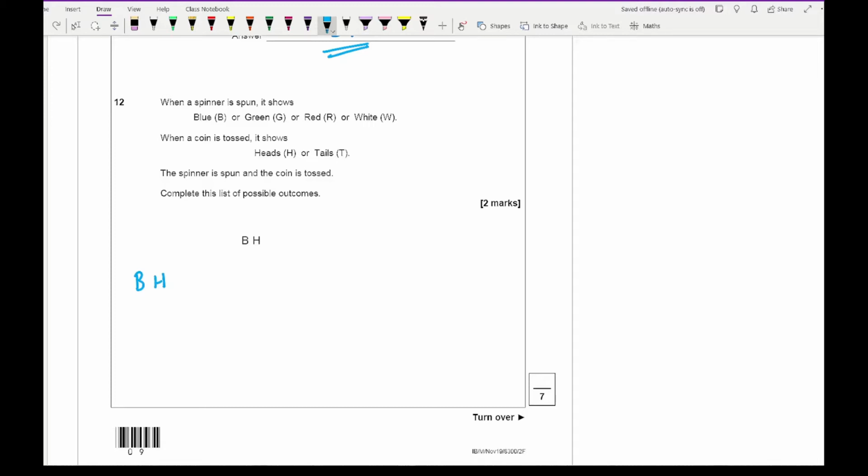throw. So here I've got blue and a tail. Then I'm going to change the colour, so I've got green and I've got H and tails. Then I'm going to change to red, in which I've got H and R and T. And then I'm going to go to my final colour, which is white, in which I could have a white and a head or a white and a tail. So there are 8 different combinations in total.